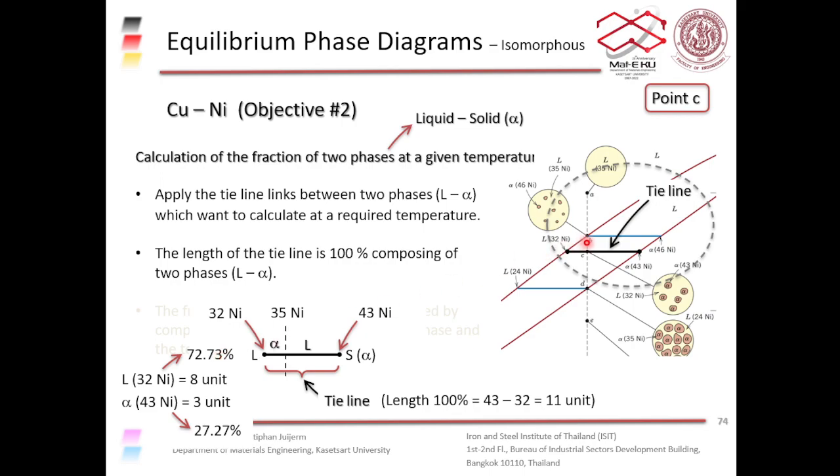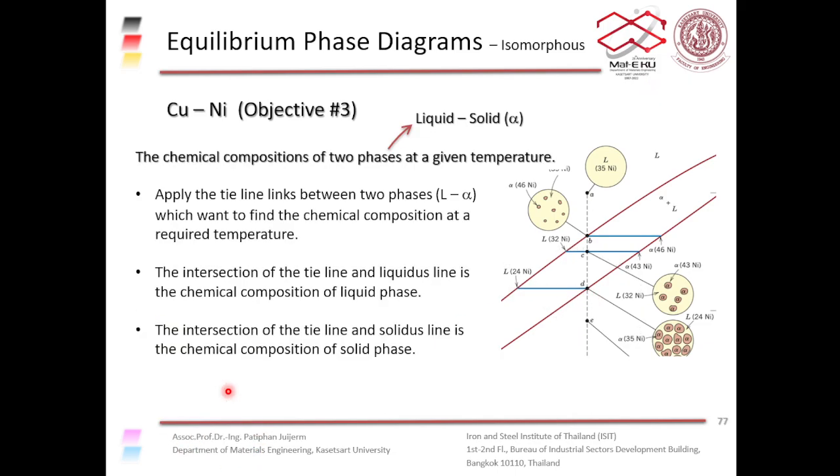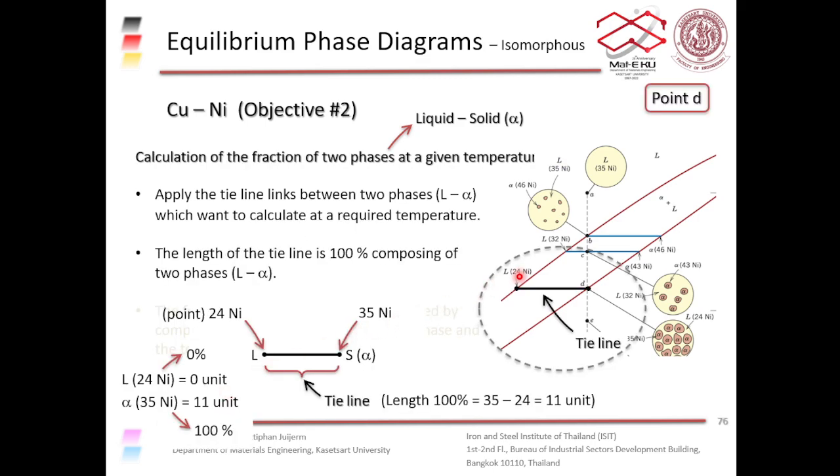Okay. At point D, you can see that it's all solid, right? Because you have 11 units. It's the overall or the total length of the tie line, right? 35 minus 24 is 11 units. The total length for the liquid side is 0. Total length for the solid side is 11 units. So we have 100% solid.